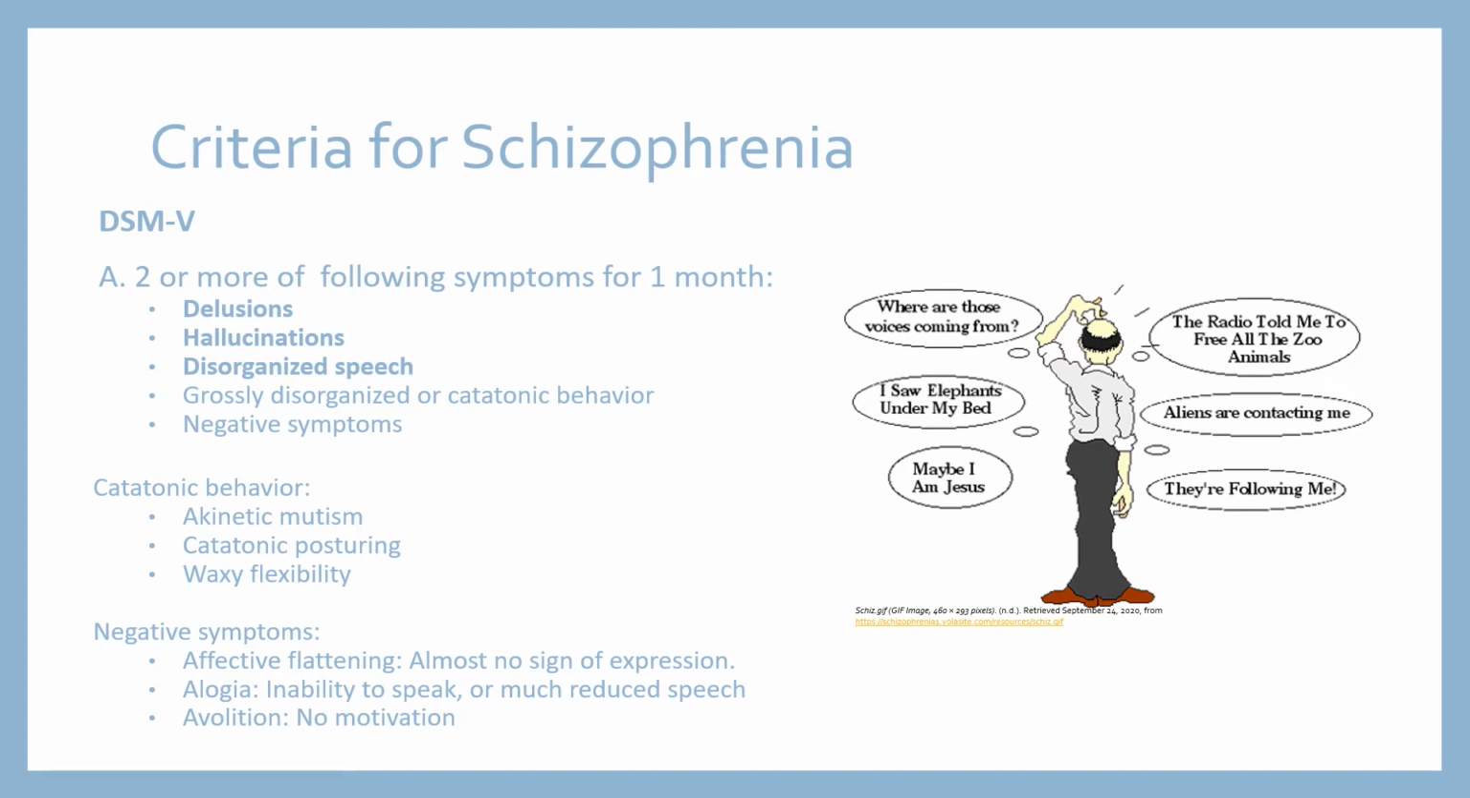The catatonic and the negative symptoms are the last two. There are three catatonic behaviors, including akinetic mutism, catatonic posturing, and waxy flexibility. In terms of negative symptoms, we have affective flattening, alogia, and avolition, and we will cover these in the next few.